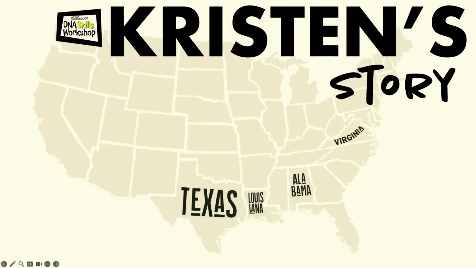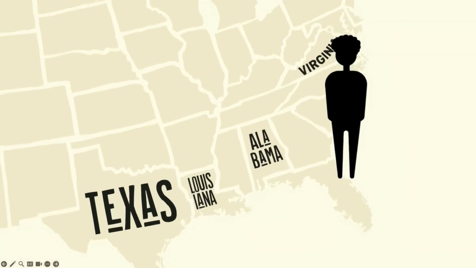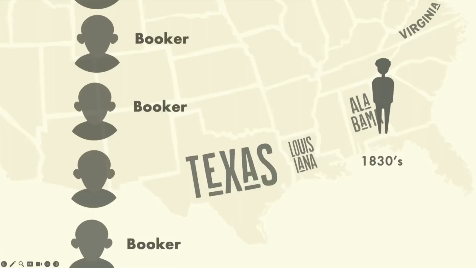So I want to start by telling you Kristen's story. Kristen is a graduate of our DNA Skills Workshop and actually a friend of mine when I used to live in South Florida. Kristen has this ancestor, Daniel Booker. He was born in 1819 in Virginia. Then sometime in the 1830s, he was moved to Alabama. And notice I said he was moved. Daniel was a slave. So she has done some great genealogy. She knows the line all the way back to Daniel, but of course, she doesn't know anything more about him.